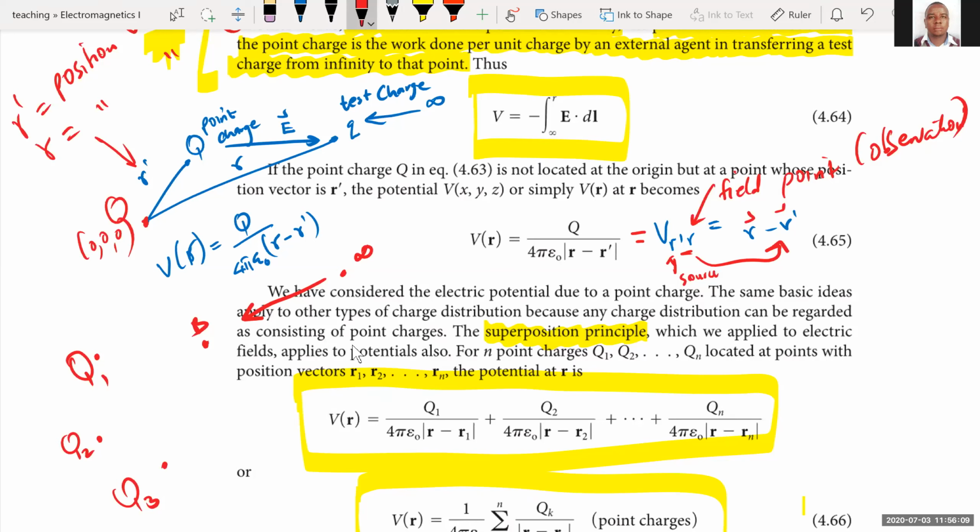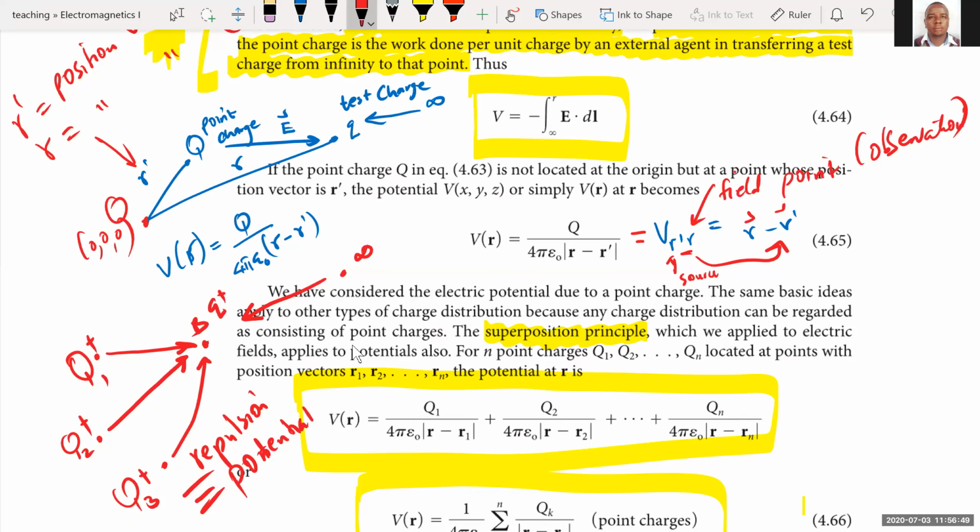Just try to figure out that this one is a positive charge, this is a positive charge, and this is a positive charge. If you are bringing some small charge Q, which is also positive, then when you bring it towards this point, it is going to be repelled by charge Q1, repelled by Q2, and repelled by Q3. So the same thing, and the repulsion is the one that builds the potential.